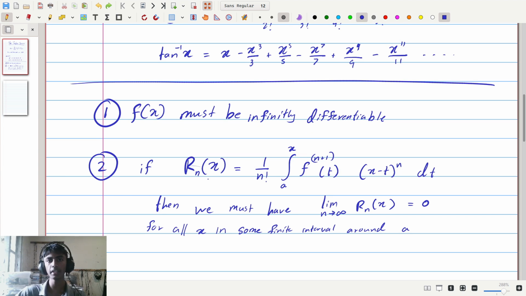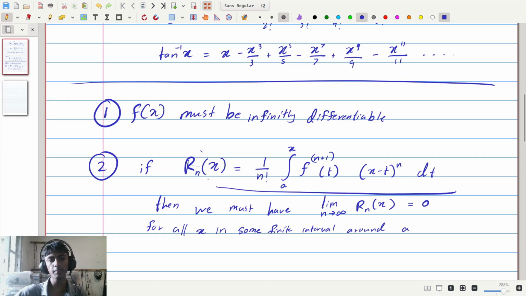The second condition that needs to be valid is that for this term here, which we're going to call R sub n of x, it is the remainder value which we're going to find out as we derive the Taylor series. For now, we just call it R sub n of x. R sub n of x is equal to this value here, 1 divided by n factorial times the integral from a up to x of f to the n plus 1, as in the f's n plus 1 derivative evaluated at t, times (x minus t) to the power of n, integrated with respect to t.